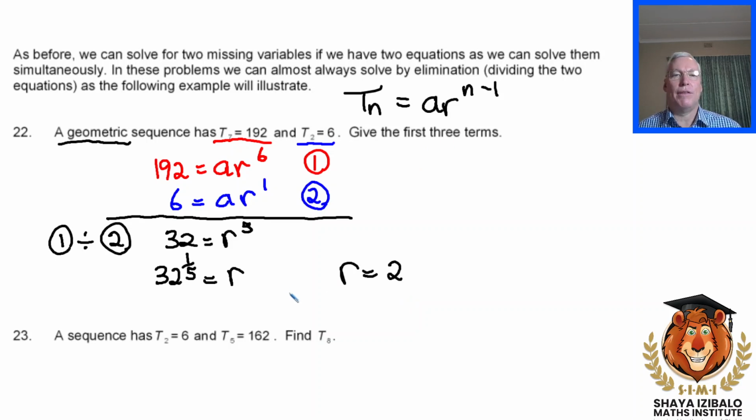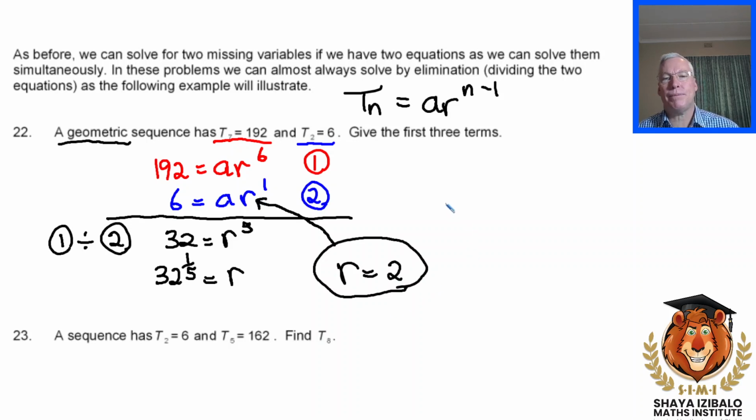Okay, now we're not finished. It asks us to give the first 3 terms. How will we find A? Well, once we've got our value for R, we can put that value into either equation. So we're going to sub it in, and that will allow us to find the value for A. So we know that 6 is A multiplied by 2. Very simple little equation. Divide both sides by 2. We know that A equals 3.